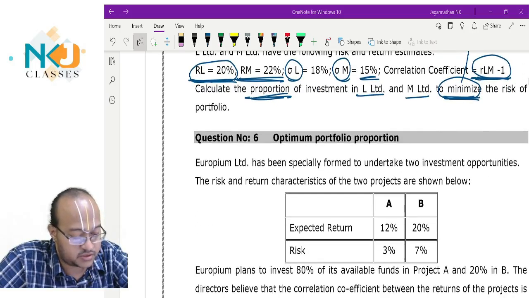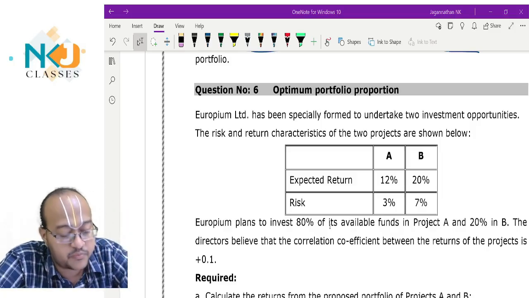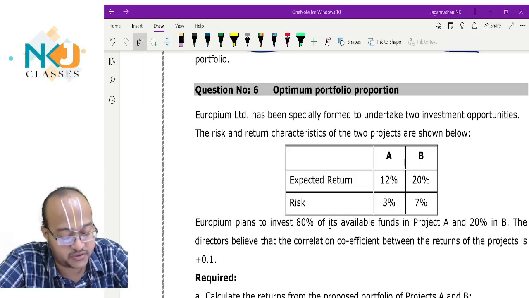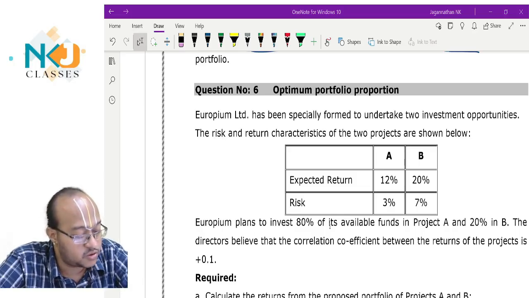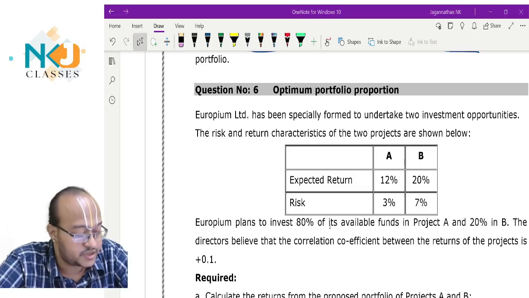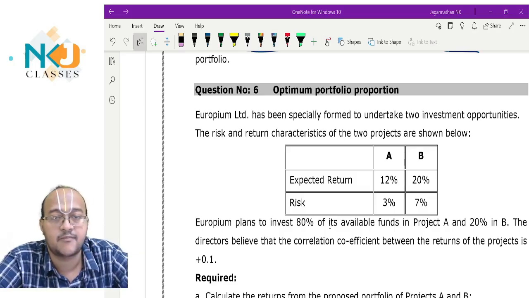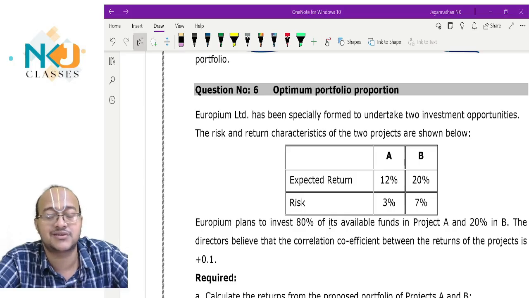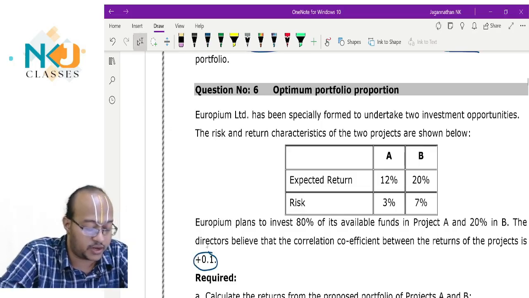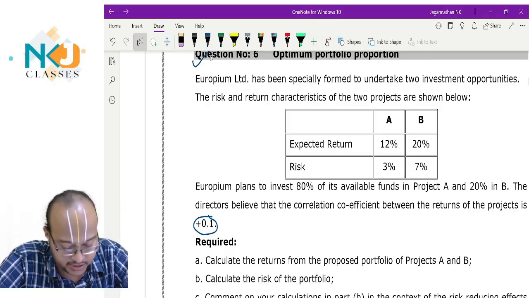European Limited has been specially formed to undertake two investment opportunities. The risk and return characteristics of the two projects are shown below. Expected return A and B. Risk of these projects 3% and 7%. European plans to invest 80% of its available funds in project A and 20% in B. The directors believe that the correlation coefficient between the returns of the projects is plus 0.1. Not plus 1, it's just plus 0.1. Noted? Required. Calculate the returns from the proposed portfolio of projects A and B.